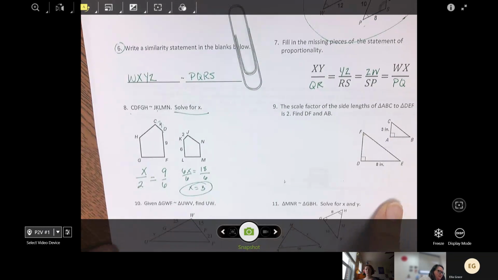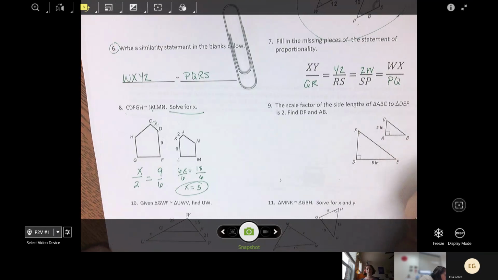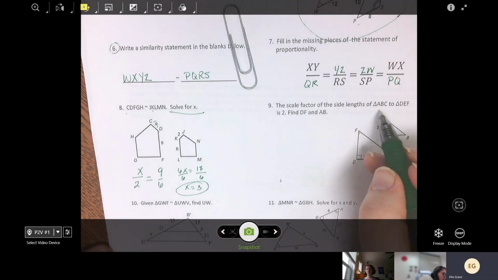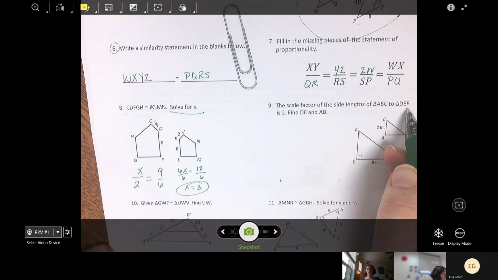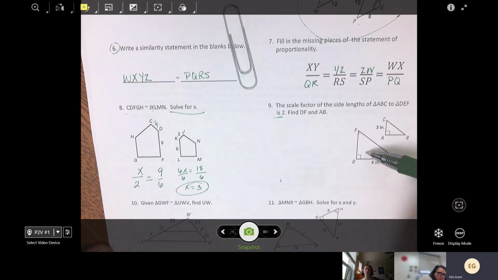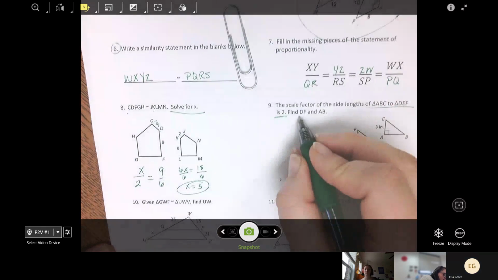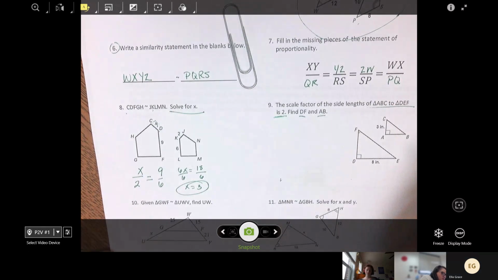And you said number 9? Yes, ma'am. Okay. Number 9, the scale factor of triangle ABC to triangle DEF is 2. So going from the smaller one to the big one, you multiplied by 2. That's what this is telling you. And then it says find DF and AB. So if you know you're multiplying by 2, what lines up? CA lines up with DF. Those 2 line up.